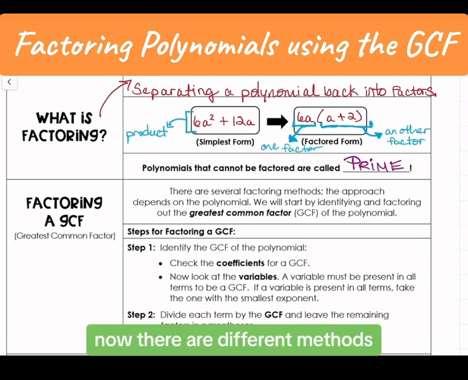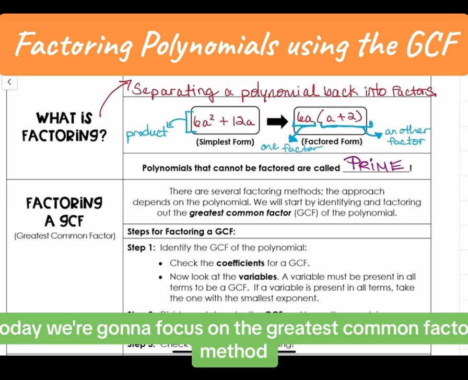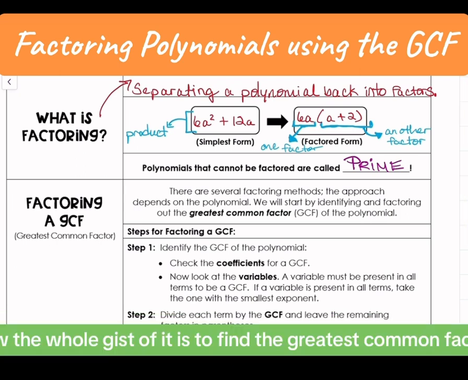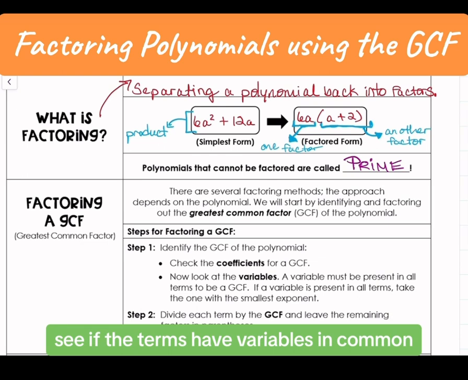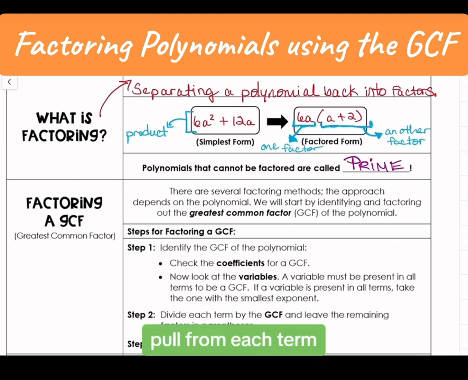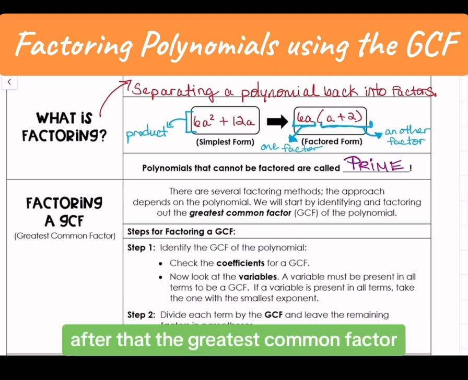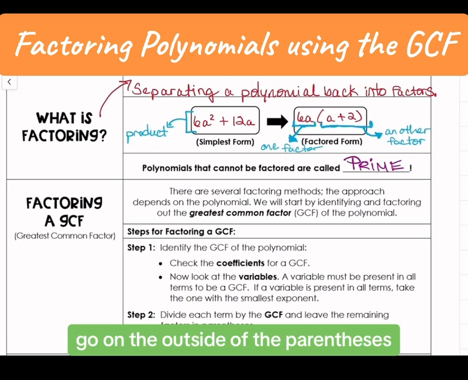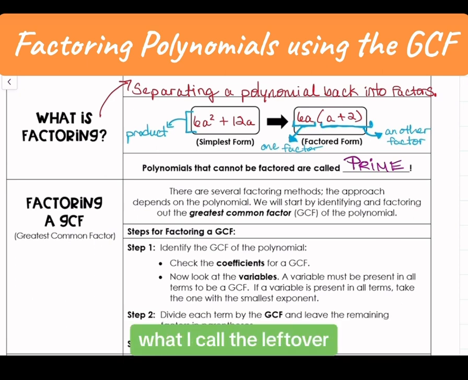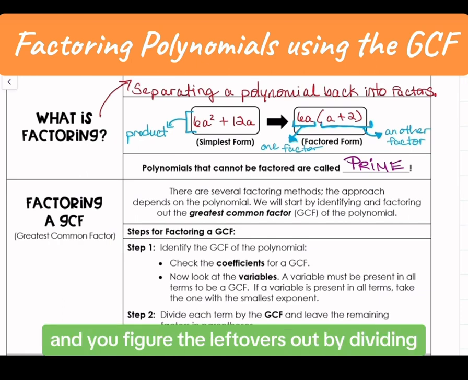Now, there are different methods depending on the polynomials, but like I said, today we're going to focus on the greatest common factor method. Now, the whole gist of it is to find the greatest common factor between the coefficients and then see if the terms have variables in common and how many of those letters we can pull from each term. After that, the greatest common factor and the largest number of variables that we can take from each term go on the outside of the parentheses, and then everything else, what I call the leftovers, stay on the inside. And you figure the leftovers out by dividing.